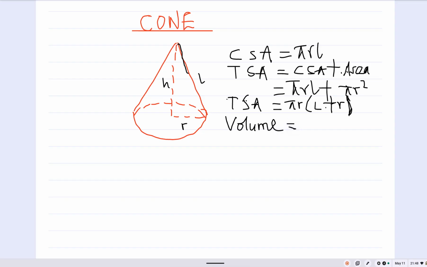Then we have the volume. Volume is one third pi r square h. That is the volume of a cone.